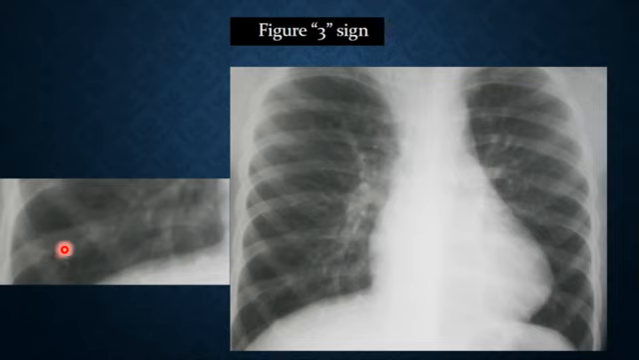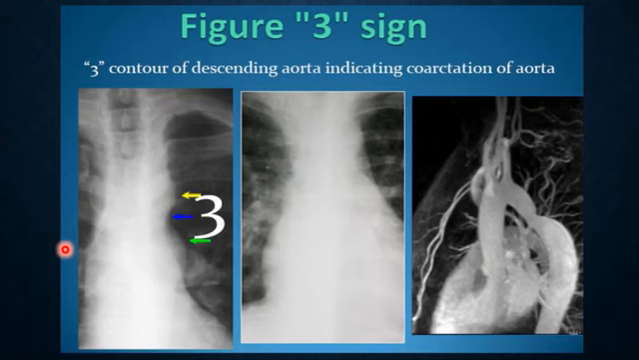And there is a differential diagnosis for causes of inferior rib notching and for superior rib notching. And they love it in the board. They love it, the differential of superior and inferior rib notching, the causes. Okay? So the figure of 3 sign is a figure of 3 contour of the descending aorta indicating the coarctation of the aorta. And there are, of course, types of coarctation. There is preductal and postductal, and each has its own radiological manifestation. We will not go into that now.